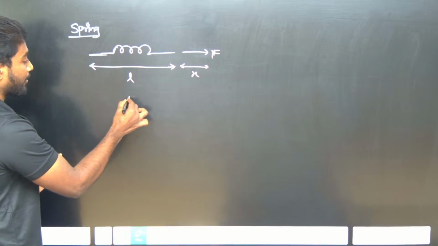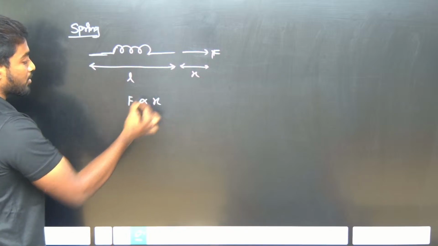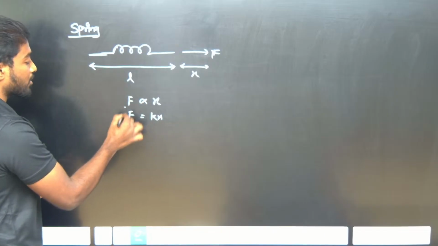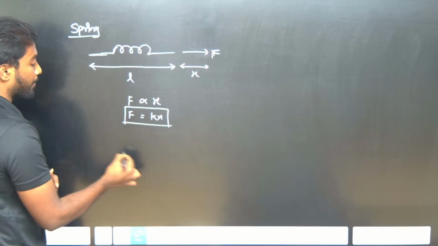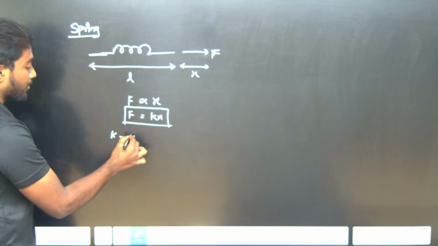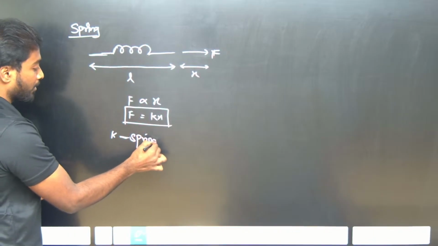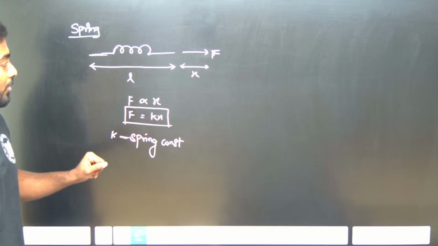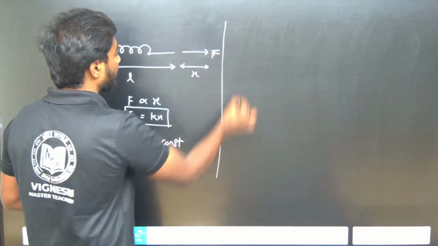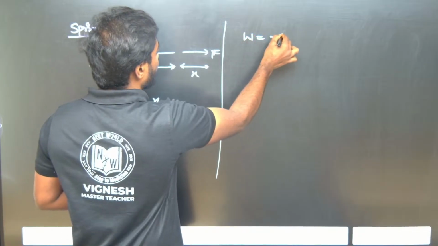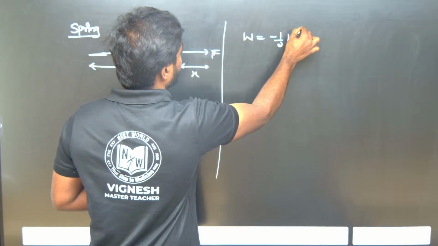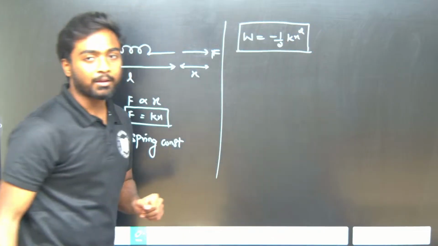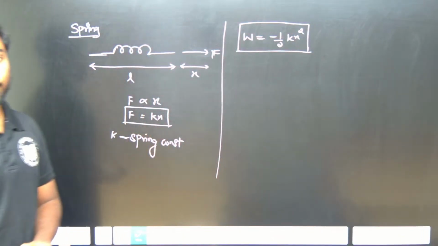So can I say that force is directly proportional to x, where F equals kx. To remove the proportionality we add a constant called k, which is nothing but the spring constant. So this is about spring force. The work done by the spring is minus 1 by 2 kx square. This is the work done by the spring formula.